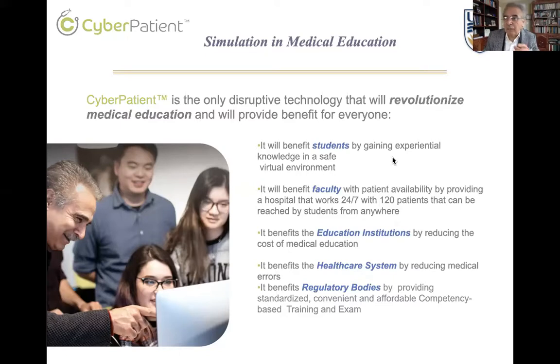We also have many other products in the pipeline. We have a product for EPA, entrustable professional activities. Nobody in the world has it. It's patented by us. We have a team training, where you can do team training, the second gap I was talking about, to support. And also we have the communication platform for delivering bad news, for talking to the family of the patient or social workers and other people.